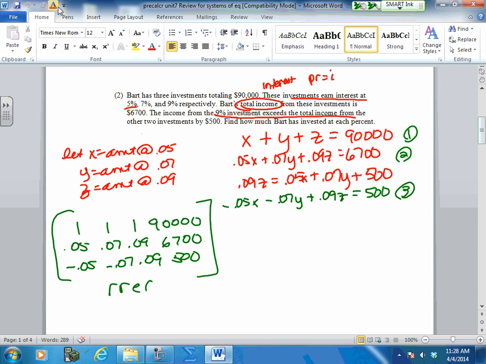RREF will yield that X is 20,000, Y is 30,000, and Z is 40,000. These are the amounts that he invested at each interest rate to give him his total interest income.